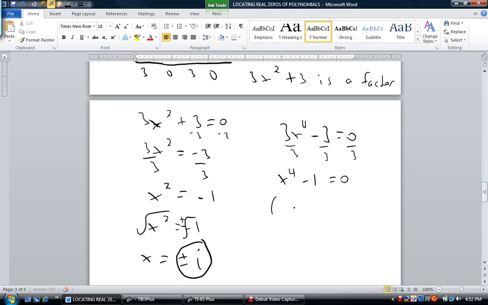And then this will factor as the difference of two squares. X squared minus 1, x squared plus 1. And then you can factor that or not. It's totally up to you. You can just do this. X squared minus 1 equals 0. And x squared plus 1 equals 0. Then you can add 1 to both sides.